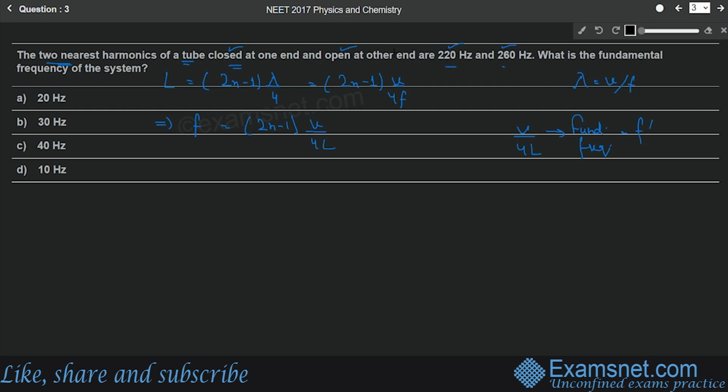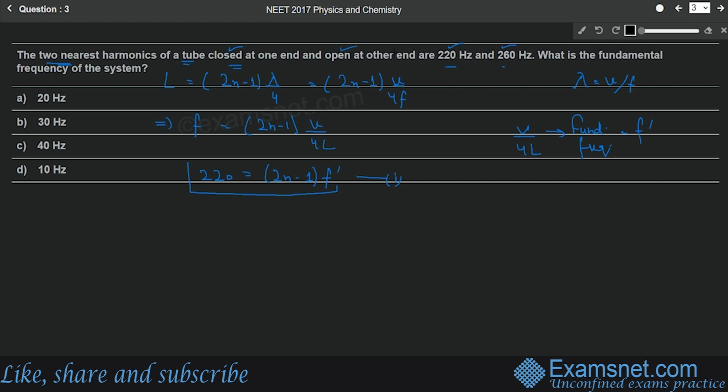Okay, so it will be equal to (2n minus 1) into f dash, and the value of this frequency is given as 220 hertz. Okay, so 220 hertz is equal to (2n minus 1) into fundamental frequency. So let's say this is equation number 1.